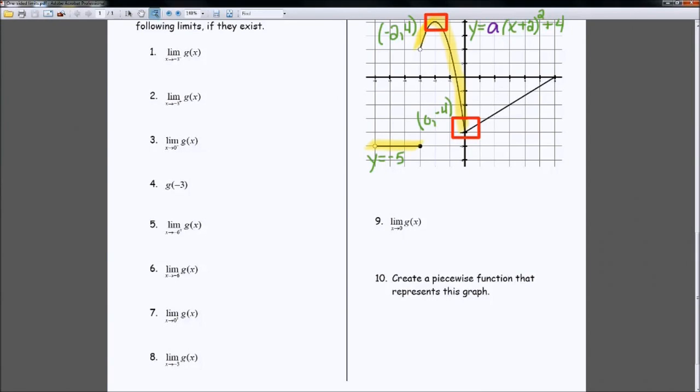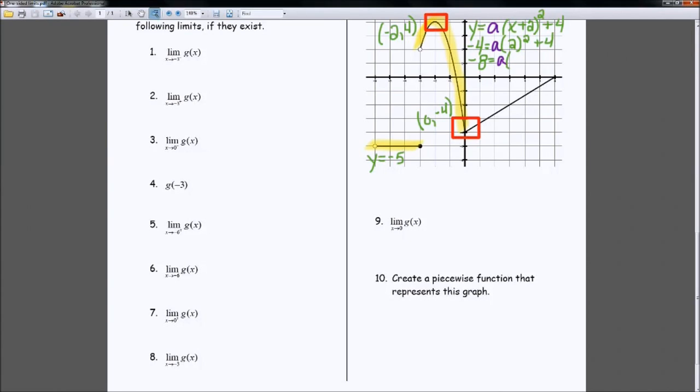So let's go ahead and try to solve for a. In this case, y is equal to -4. We don't know what a is. And x is equal to 0. So 0 plus 2, hopefully that's not too hard, is going to be 2. So we have 2 squared plus 4. So we're just going to go ahead and solve for a. Well, if I subtract 4 from both sides, I'm going to get -8. And that's going to be equal to a.